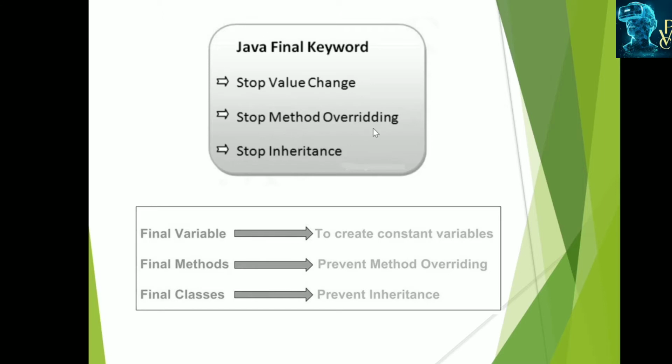Overriding means we can redefine the method in its subclass. So when we apply it to the method, it prevents the method overriding and stops inheritance.